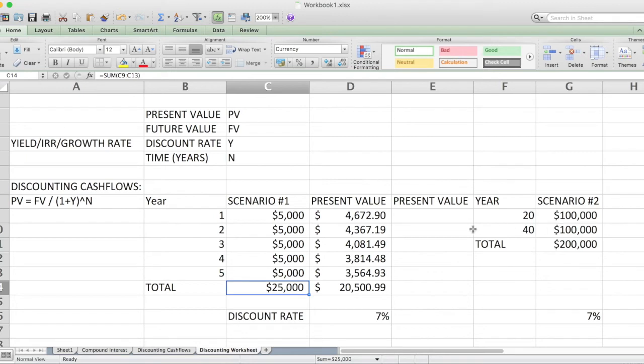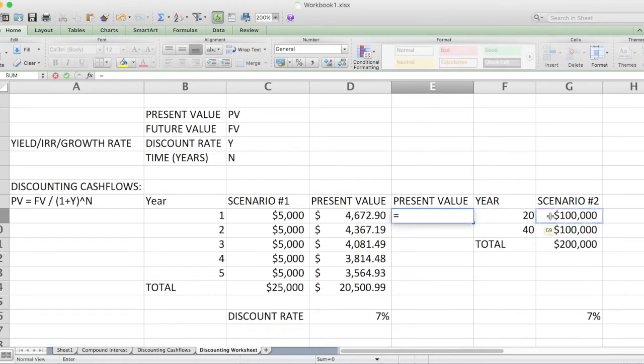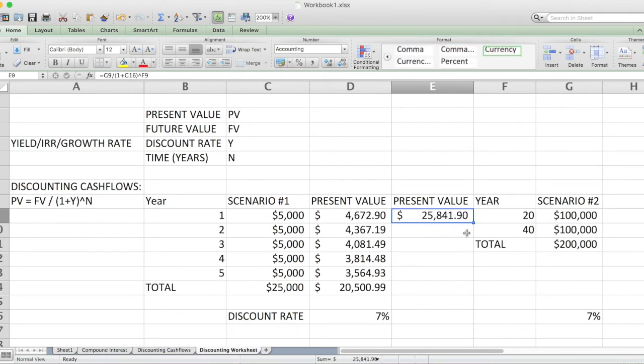How does that compare to this seemingly more rich offer of $200,000, but I'm going to be paid in year 20 and year 40? This is an exaggerated example, but roll with me here. I'm going to put scenario number 2 right here in this box. I'm going to create a discounting cash flows formula for the $100,000 in 20 years by starting with an equal sign. $100,000, similarly going to divide that by 1 plus the discount rate, which I've plugged in here, raised to the power of 20 years of discounting, and that one is worth $25,841.90.